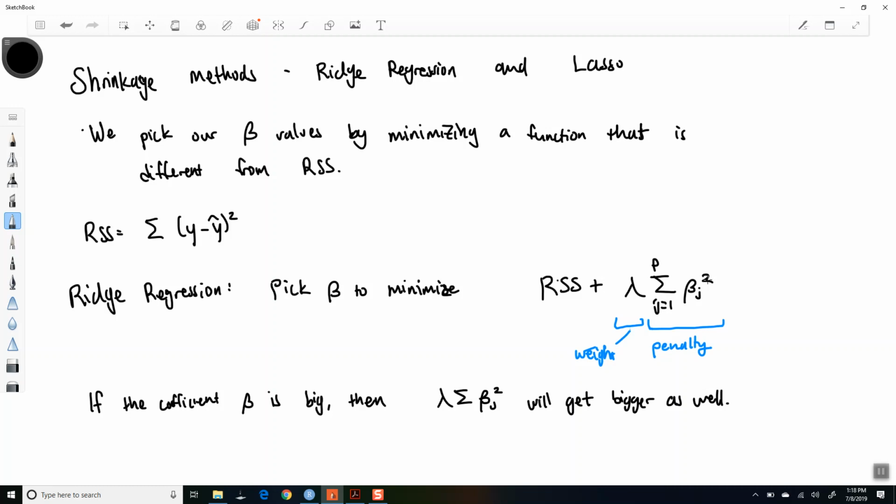So, but yeah, here, in general, we want the smallest RSS because RSS is a measure of how much error there is between our prediction and what the actual value is. But now we're balancing them out by saying, I don't want any of my coefficients to be too big. Okay, I don't want my coefficients to be too big.